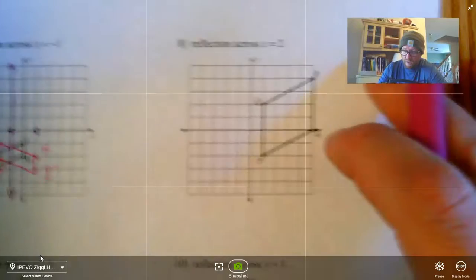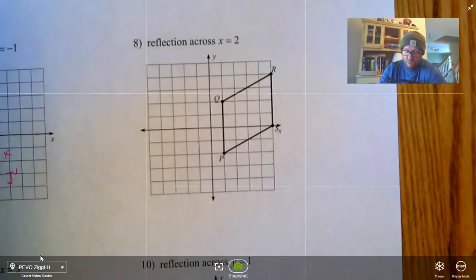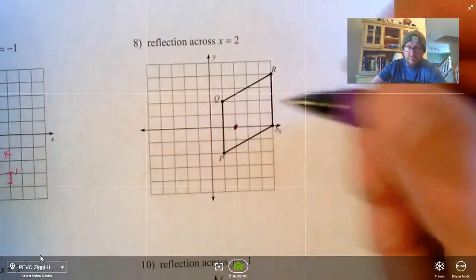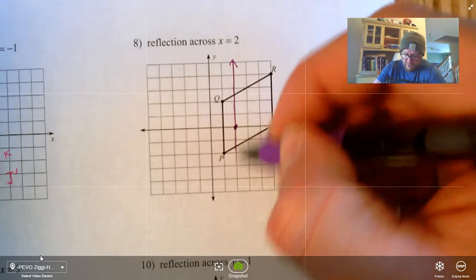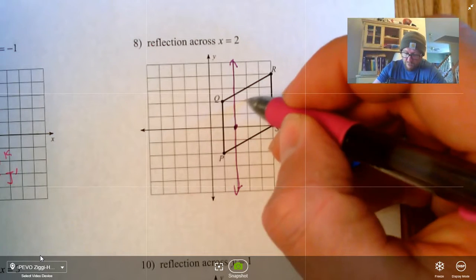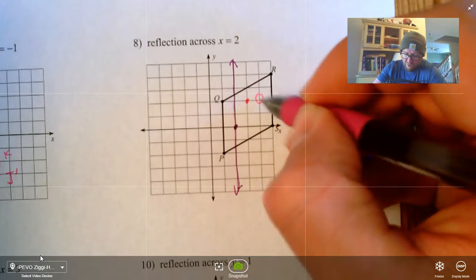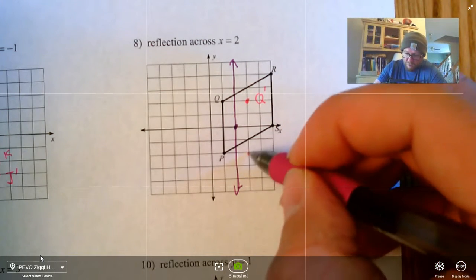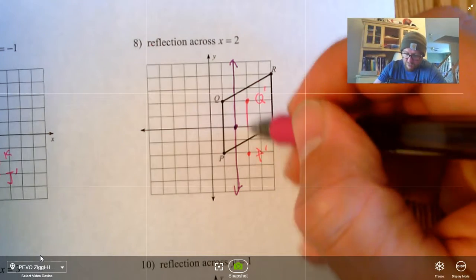Now reflection across the line x equals 2. Go to the x-axis, mark 2, draw a line that cuts right through that point. Q is 1 space away, so 1 space in the other direction for Q prime. P is 1 space away, 1 space in the other direction for P prime.